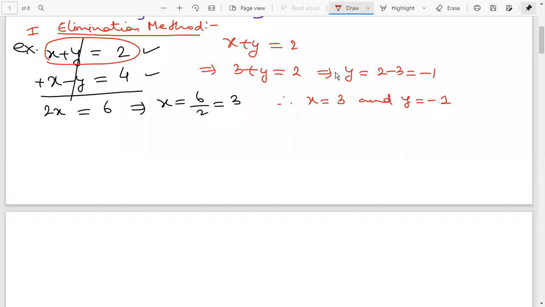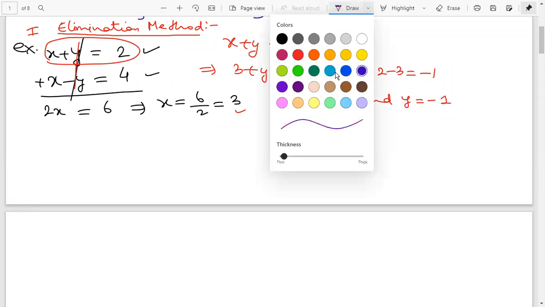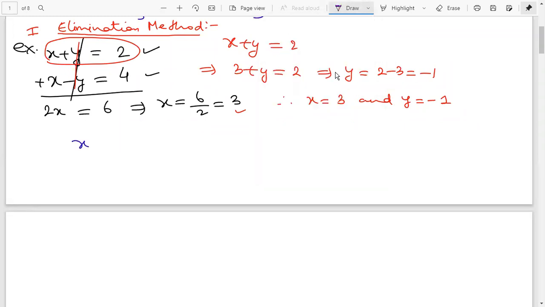Here we have done addition. So by addition, the y value got cancelled, which means it got eliminated. First we found x value 3, then the y value we can find from any one of the equations. Also, one more thing, in the elimination method we can also do it for x. Let me show you.